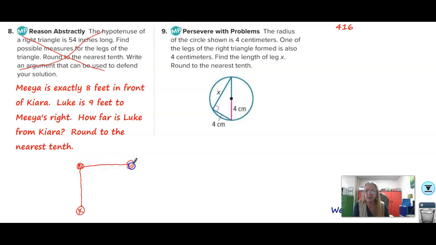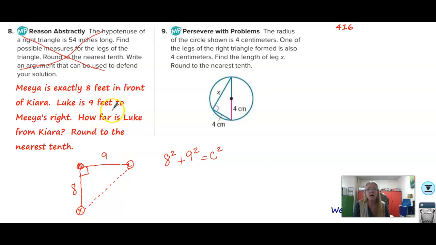Luke is 9 feet to Mia's right. How far is Luke from Kiera? See what I've done here? I've created a right triangle, and you have to find this distance here, okay? I told you that Luke is 9 feet to Mia's right, and I told you Mia is 8 feet in front of Kiera. So now that you have these two, you could easily set this up so that you could figure out c squared, the distance from Luke to Kiera. So that's how you would set one of these up. Sometimes they won't give you the drawing, and you will have to set it up yourself.